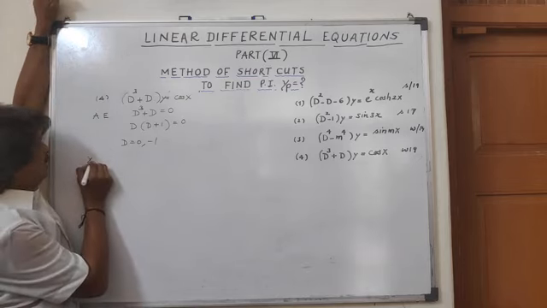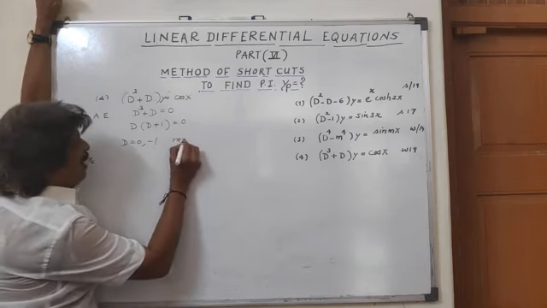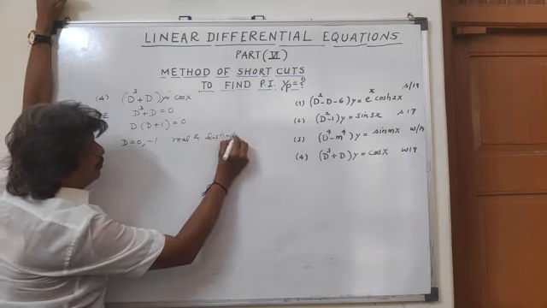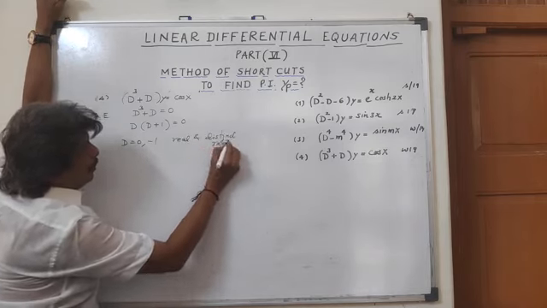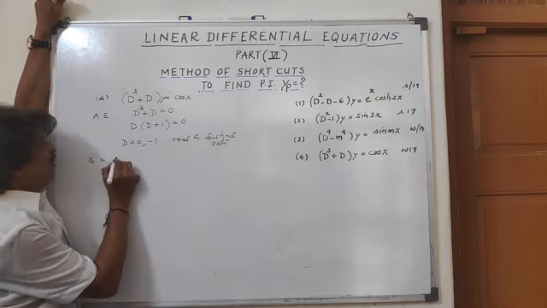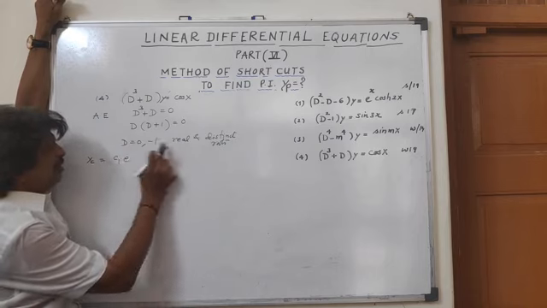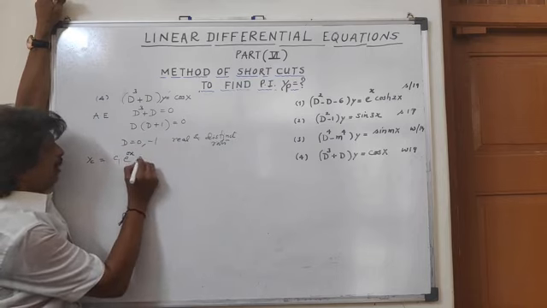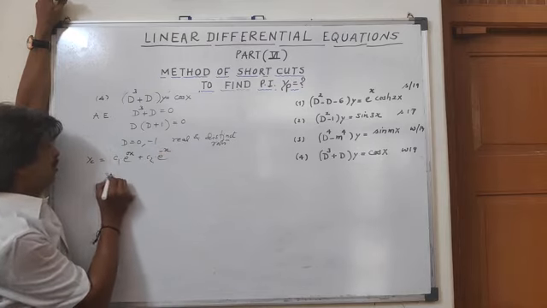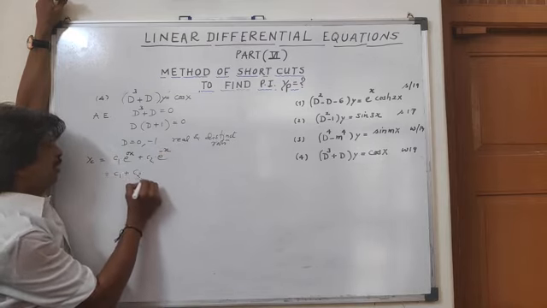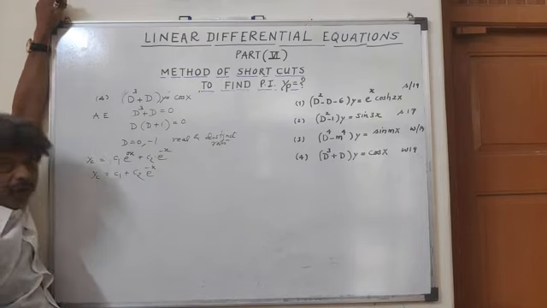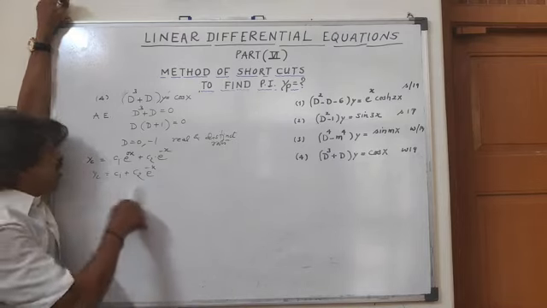yc is, due to real and distinct roots, the complementary function: c1 e to the power first real root 0x plus c2 into e to the power second root minus 1x. So it is c1 plus c2 e to the power minus x. So that constitutes what we call the complementary function.